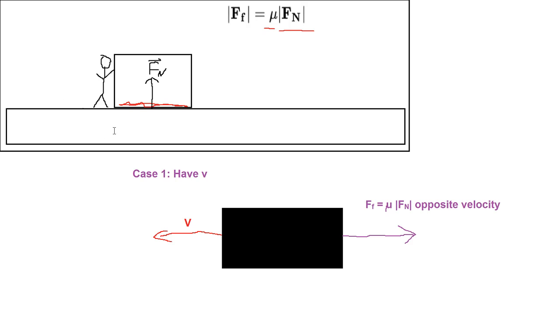Now, if this is case one, then what's case two? Well, let's say we take all this away, and let's say that you have no velocity.